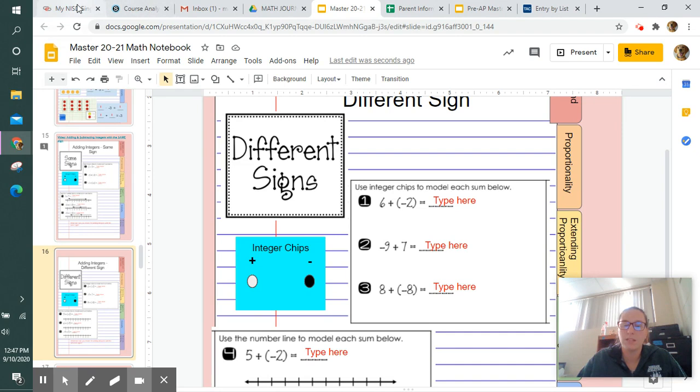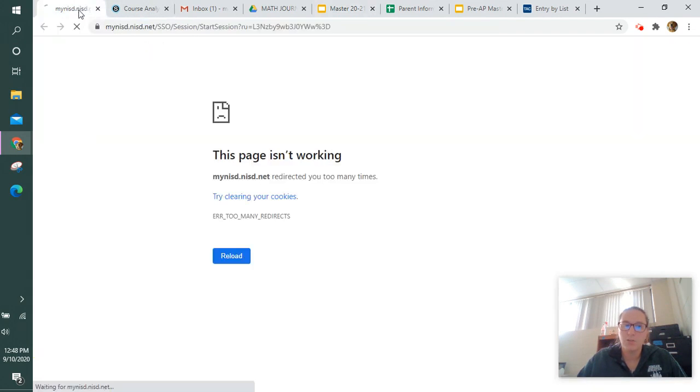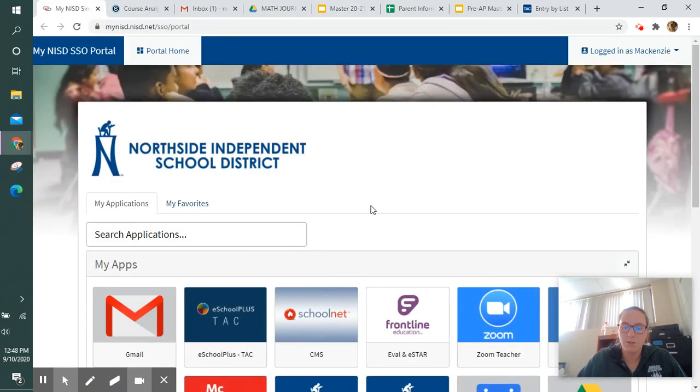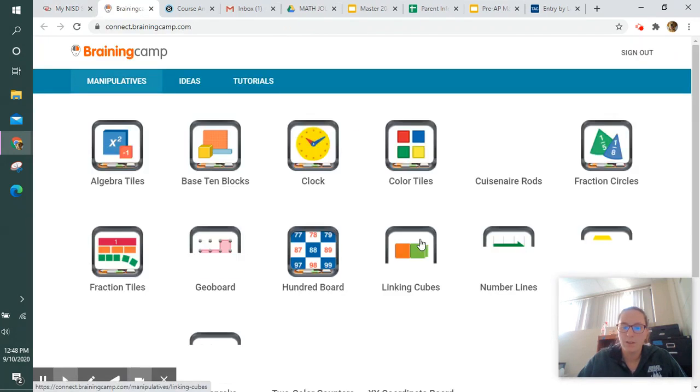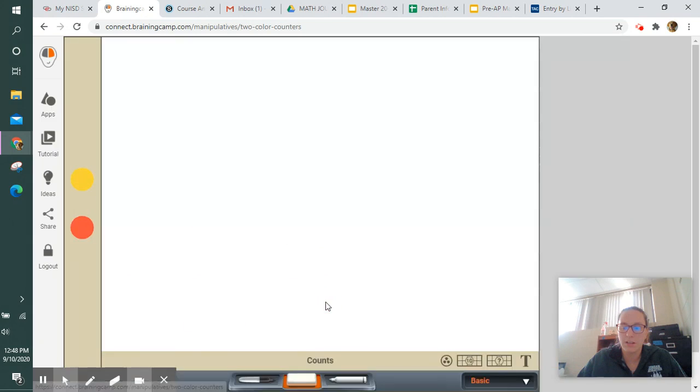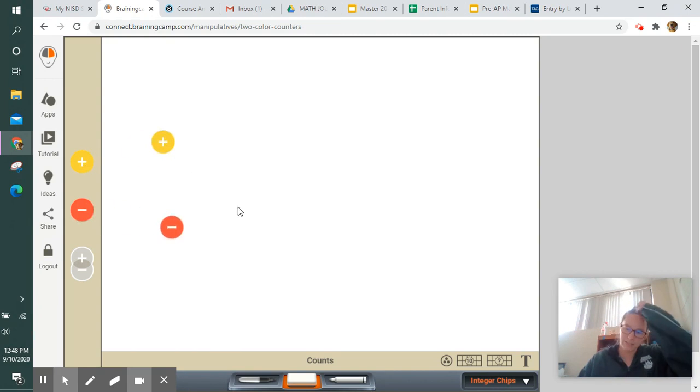So remember, if you need to get to the integer chips, you go to your Northside portal, and in Braining Camp, there is the 2-color counters, and you can change it down here in the bottom right from basic to integer chips. And then you can see that they have positive signs and negative signs on them.